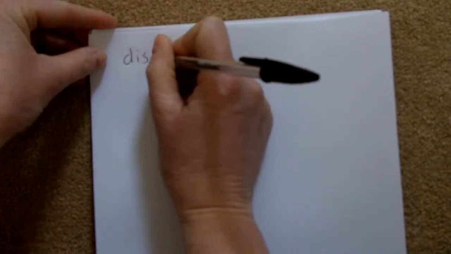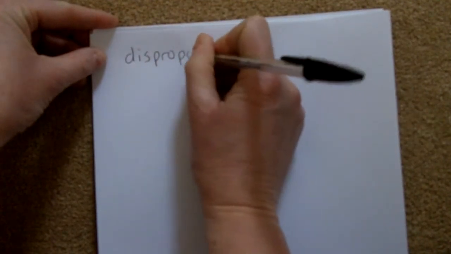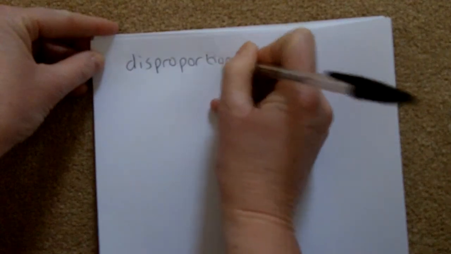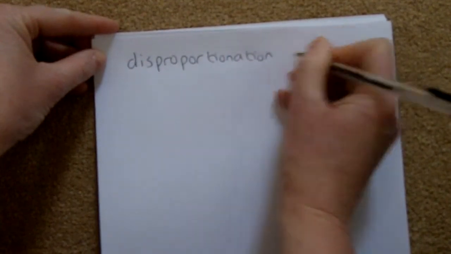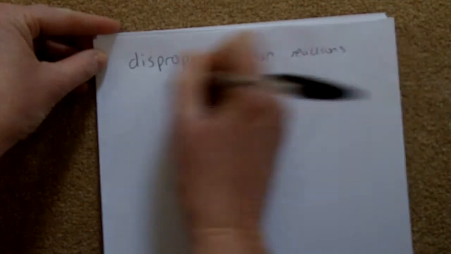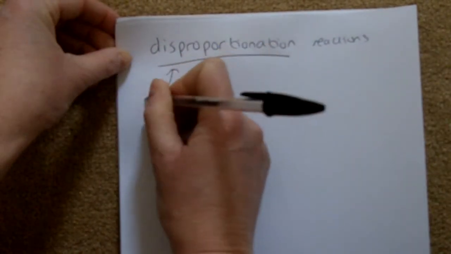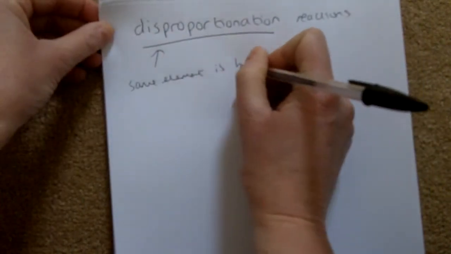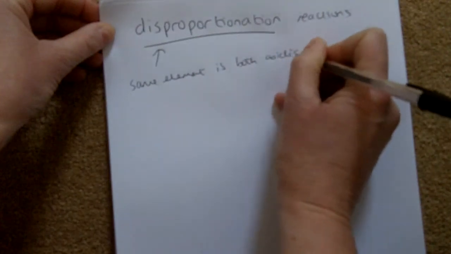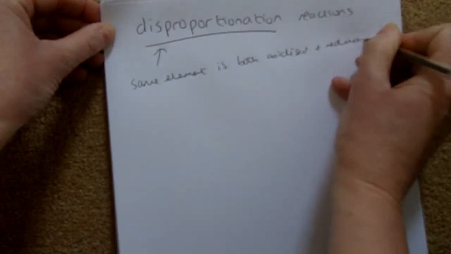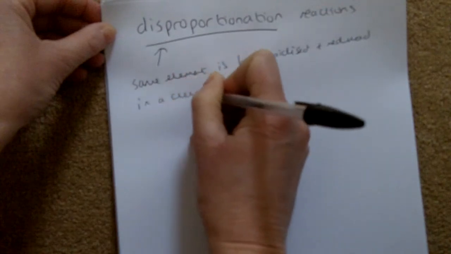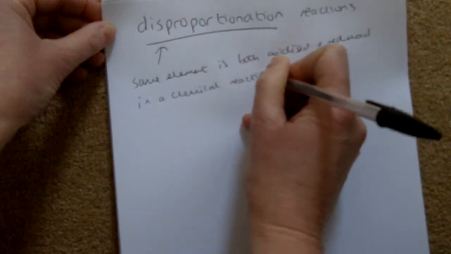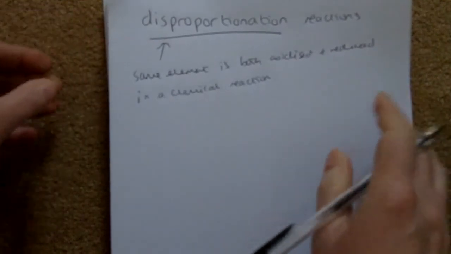Right, last thing quickly before we finish, you need to also know about disproportionation reactions. That is an enormous word, so let's spell it carefully. Disproportionation reactions. This means when the same element in a chemical reaction is both oxidized and reduced.